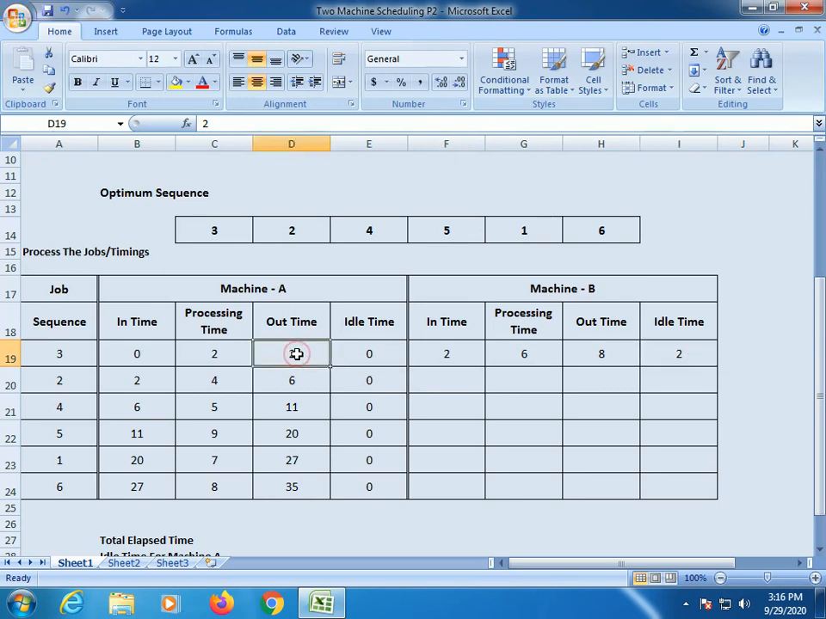At 2 hours we have a job to perform on machine B. Okay, so before that there is no job.